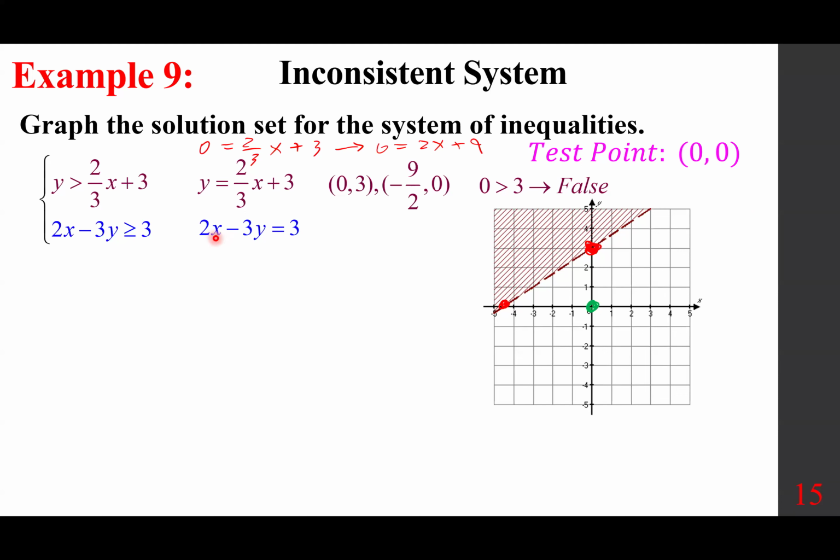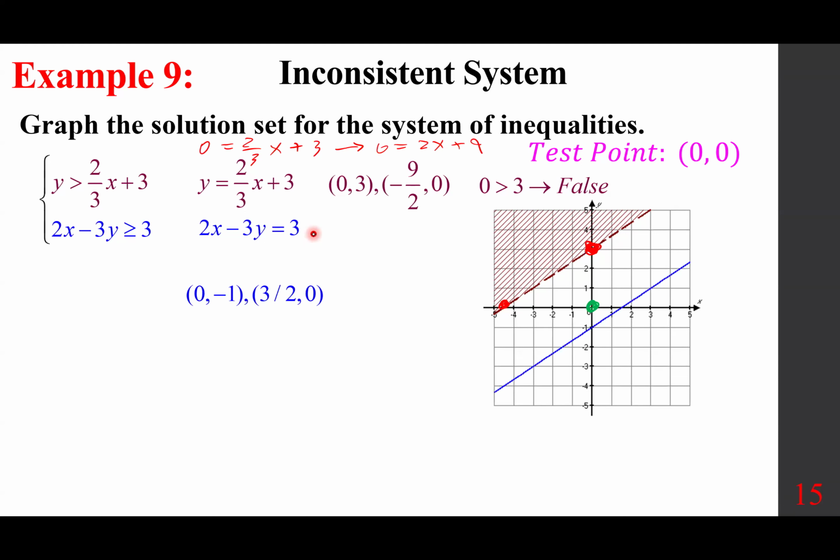If x is 0, y is -1. If y is 0, x equals 3/2. Plot the two pairs as 0, -1 and 3/2, 1.5, 0.